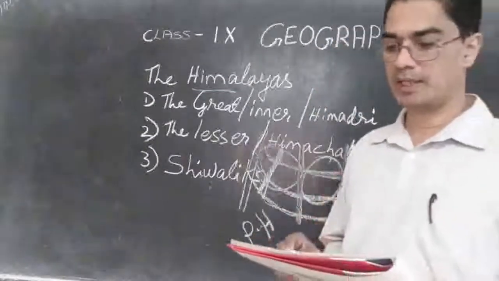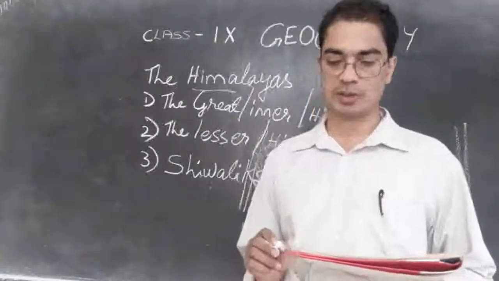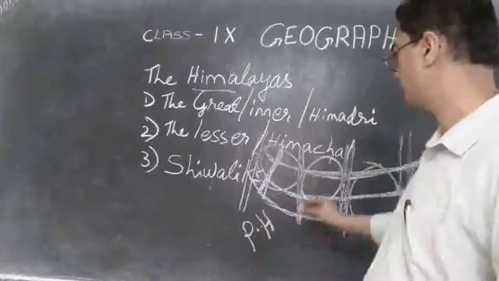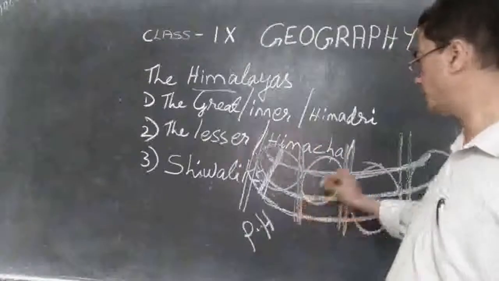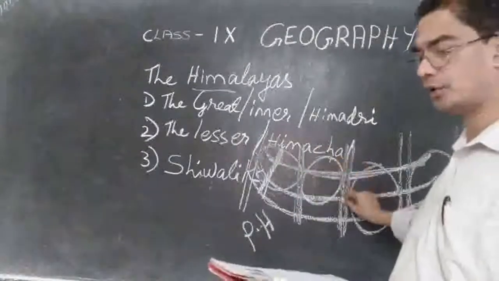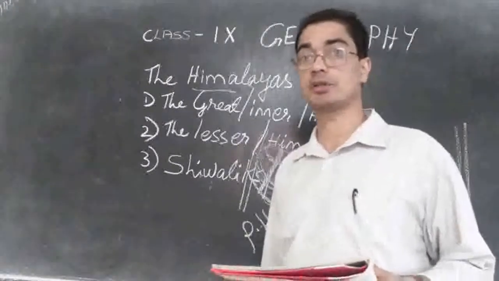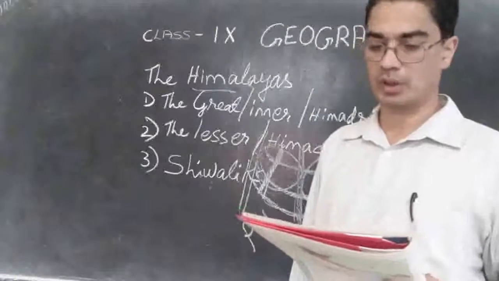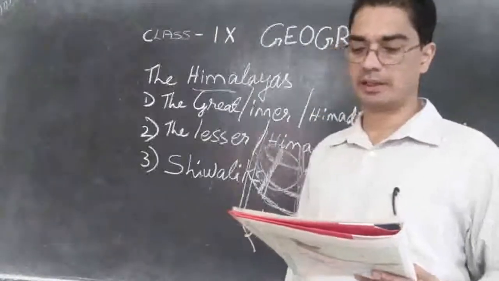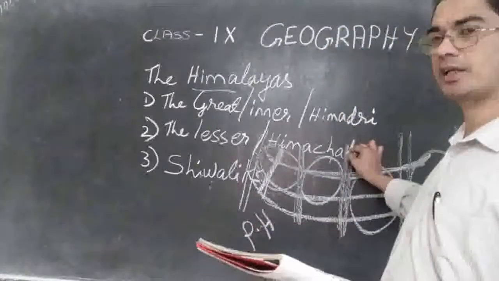Then the part of the Himalayas lying between Satluj and Kali river is known as Kumaon Himalaya. Here the Satluj river is there, and another one is the Kali river. Between Satluj river and Kali river, they call it Kumaon Himalaya. And the Kali and Tista rivers demarcate the Nepal Himalayas. So after the Kali river, another river is there.